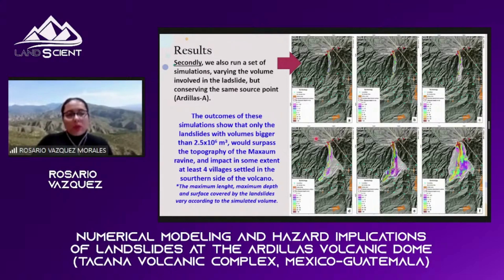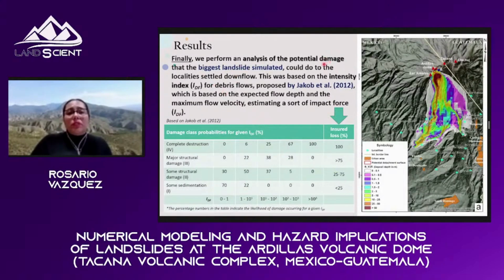And with these results, we also performed an analysis of the potential damage that the biggest landslide that we simulated could do to the localities settled in the southern flank of the volcano, which is the most impacted considering this scenario. We consider this scenario, the source point B, which is the tallest, with the biggest volume simulated, as the worst case scenario from all the simulations that we ran.